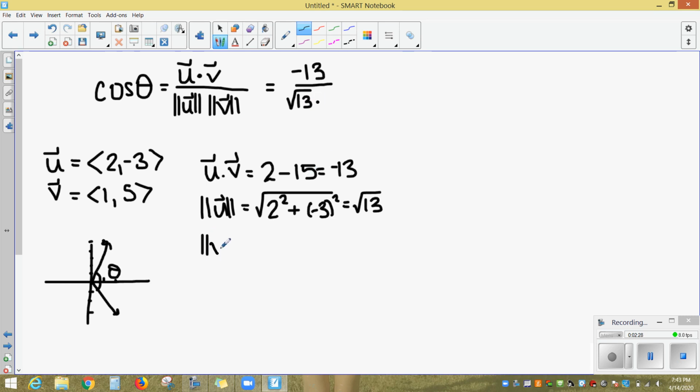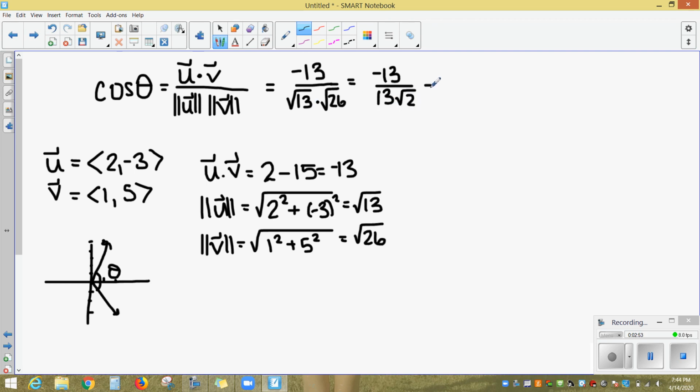To find the magnitude of v, and this was in the last section's videos that we did magnitude, I think, 1 squared plus 5 squared is the square root of 26. Okay. So -13 on top. If we put these together, a 13 gets to come out, and a 2 is stuck underneath. So we have -1 over the square root of 2 here, or negative square root of 2 over 2.